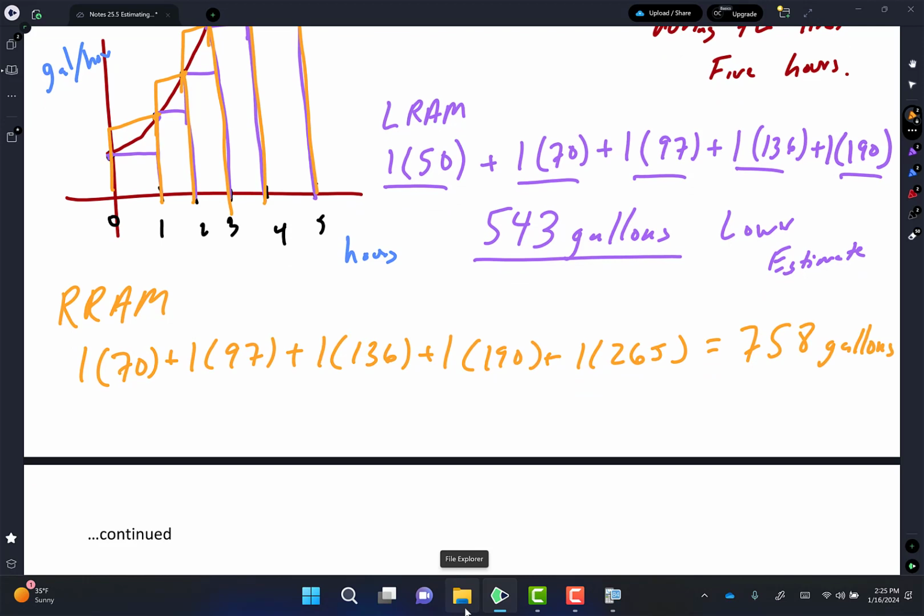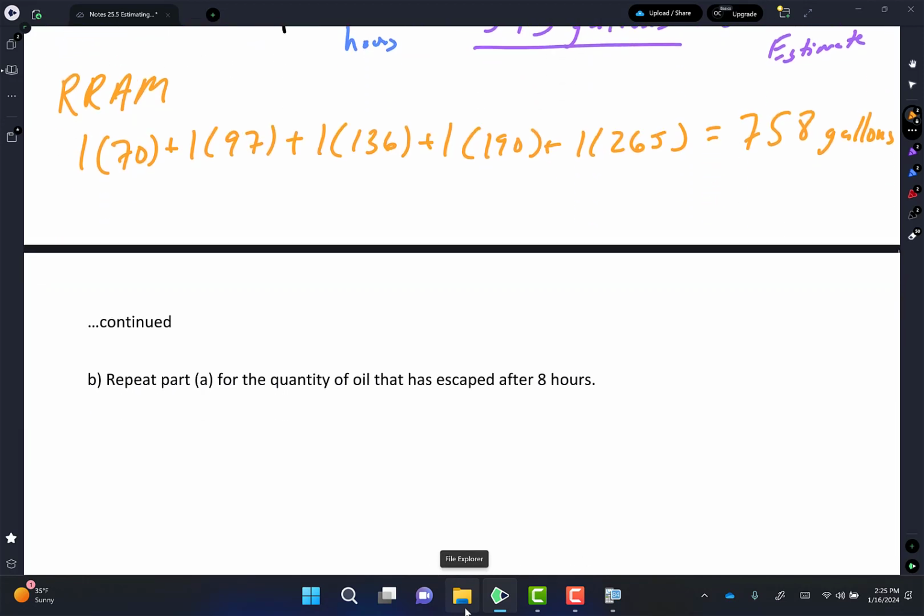Somewhere between 543 gallons and 758 gallons of oil has leaked. Somewhere. Probably closer in the middle to those two numbers. Cool or not cool? Very cool. Cool. Let's continue.